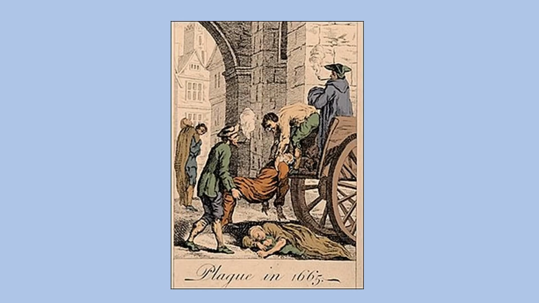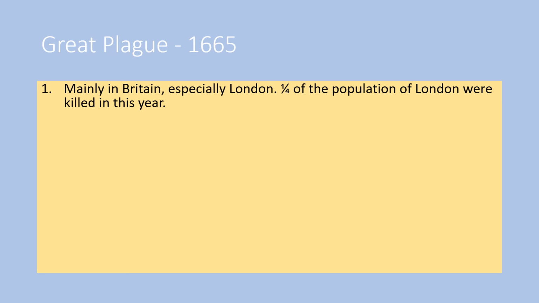Next, we're going to take a look at the Great Plague of 1665, not to be confused with the Black Death of the 1340s, which was mentioned in our medieval medicine video. So the Great Plague is in 1665. Let's look at more details surrounding that. So the Great Plague of 1665 was mainly in Britain, but especially in London. It was in other parts of the country as well.